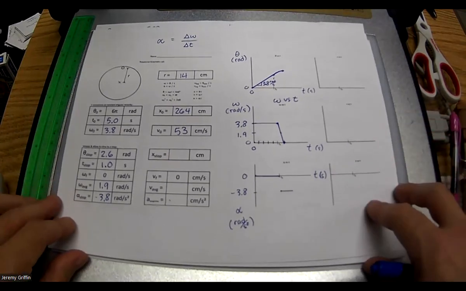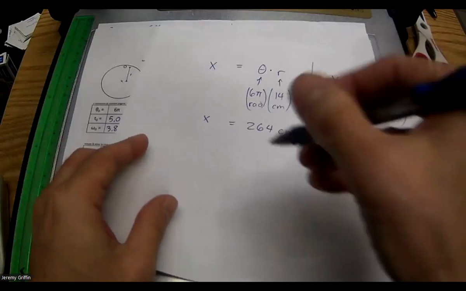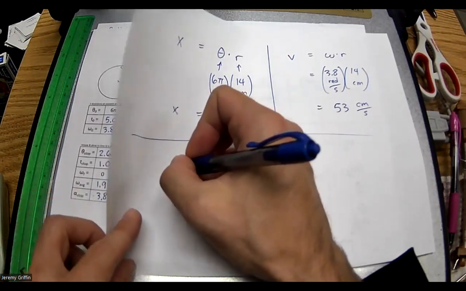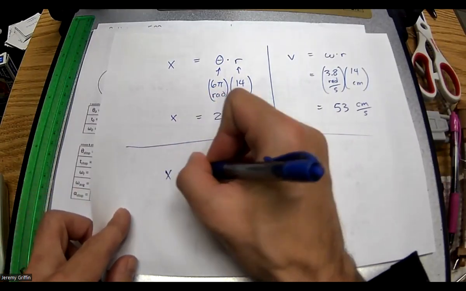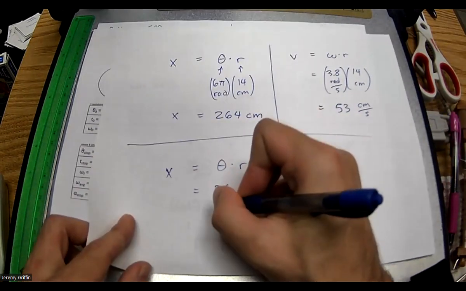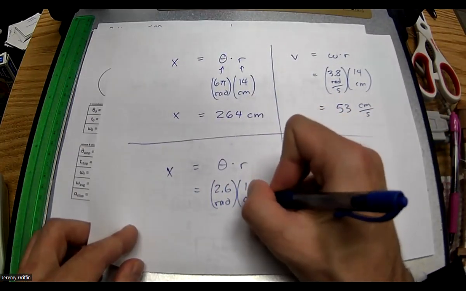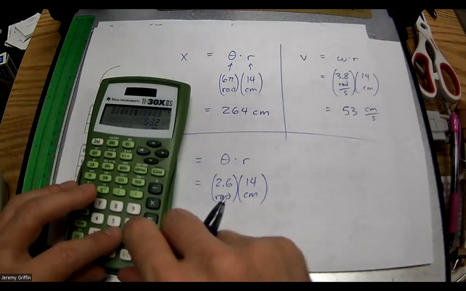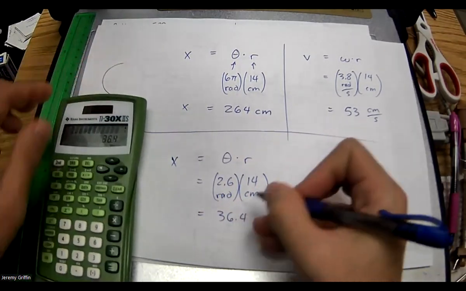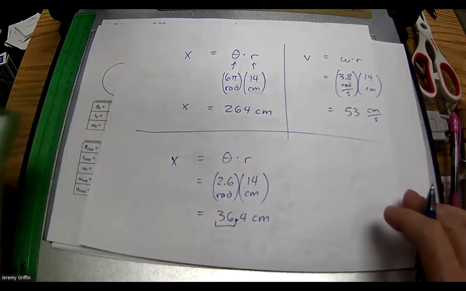Just like usual, there are multiple ways to get to a solution here. So I'm going to say the stopping distance x. Just going to do exactly what I did here, except it's a different angular displacement. So x equals theta r. Again, we're back to that. We're going 2.6 radians, and it was 14 centimeters per radius. What's 2.6 times 14? I'm looking at 36.4, but maybe we could just say 36 to two significant figures. 36 centimeters.